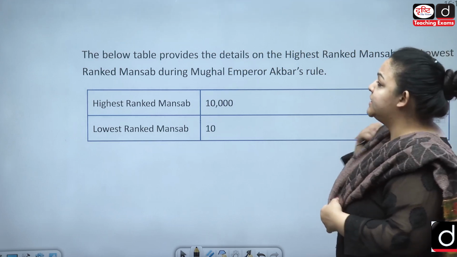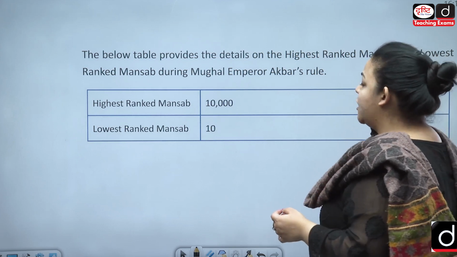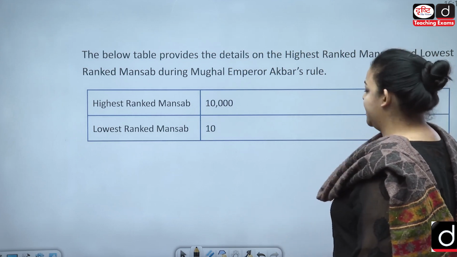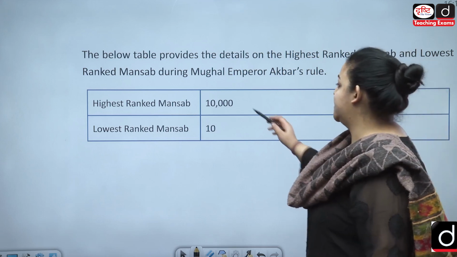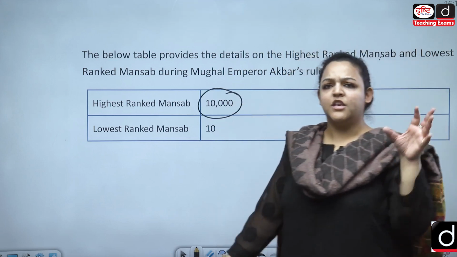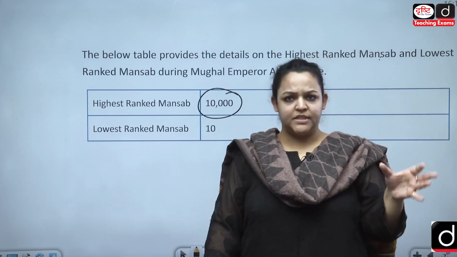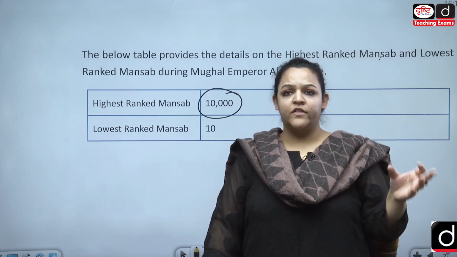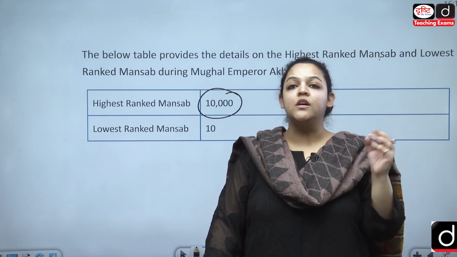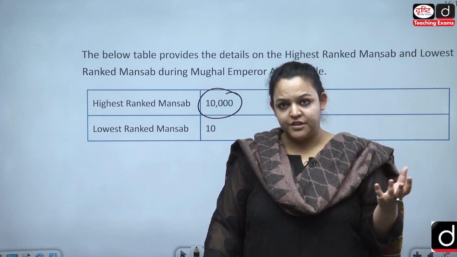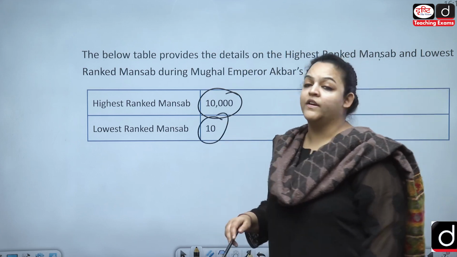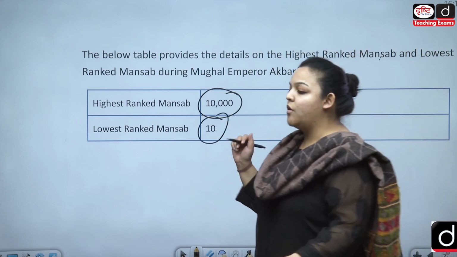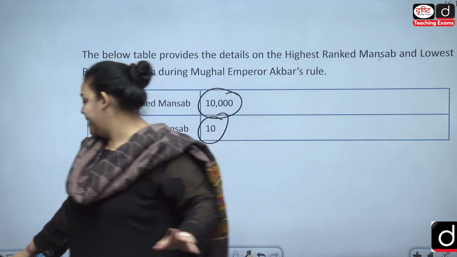So, this is how the ranking would actually work, okay. So, this table tells us the details of the highest rank of the Mansab and the lowest. So, the highest rank of the Mansab was 10,000. This was usually given to the princes, usually given to Rajput rulers who had accepted the suzerainty of the king, fine. And the lowest one was that of 10, okay. And this would also be given to the amirs, fine.